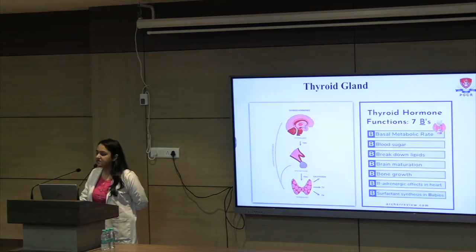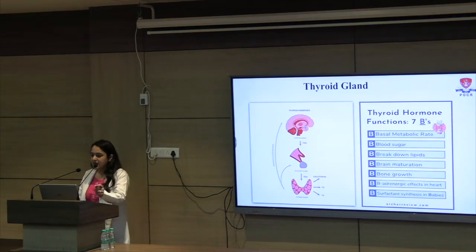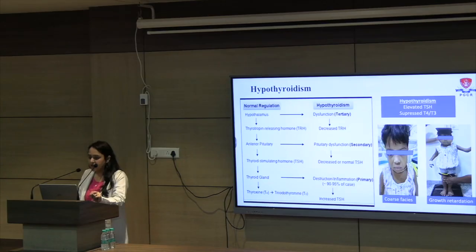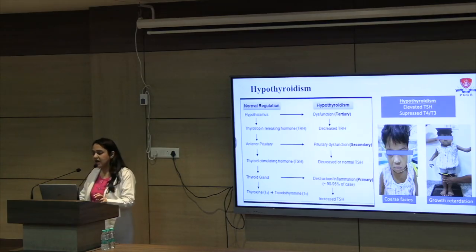Now thyroid gland is regulated by the HPT axis. TRH is released from hypothalamus, which acts on the pituitary to release TSH, leading to the release of T3 and T4. The functions of thyroid hormone are: increases basal metabolic rate, increases blood sugars, increases lipid breakdown, is essential for brain maturation and bone growth, and enhances beta adrenergic activity in the heart, increasing the heart rate and cardiac output. Now coming to hypothyroidism.